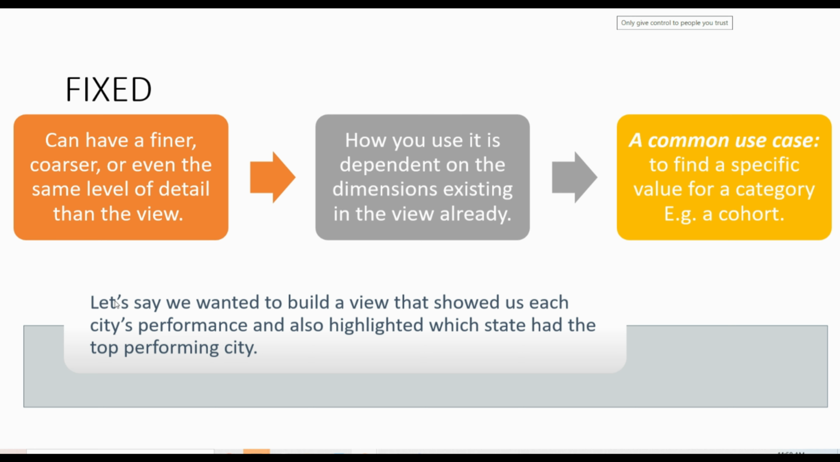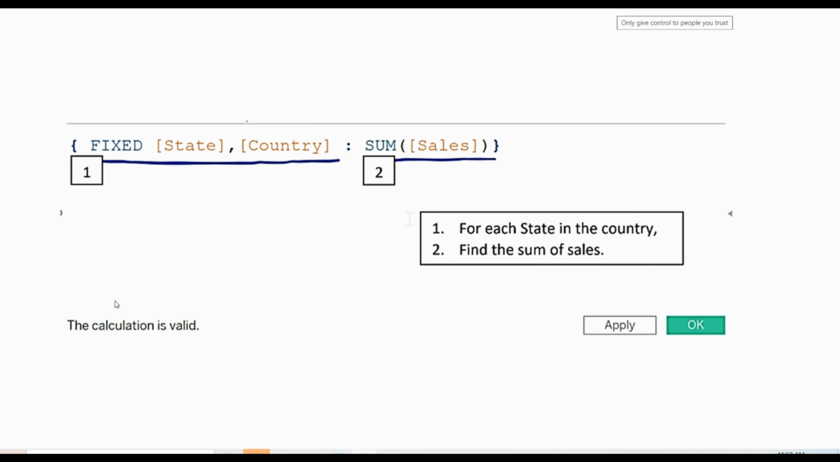Okay, there is a fixed LOD. You can add one more aggregation and one more clarity to the data. This is how you have to write the expression, that is the evaluation, in your calculated field. So you'll be creating that fixed state, country.